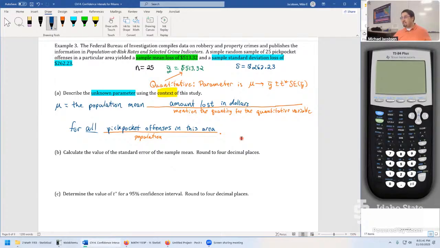Here's one way to think about it. When it says all pickpocket offenses in a particular area, that's something that exists, right? It happens, it's in history. But how do you figure that out? How do you know you have a sample size from that? These were crimes that were reported. That's how the FBI got these data. So these are people who reported the crime. I was pickpocketed. I lost X item valued at this dollar amount Y.